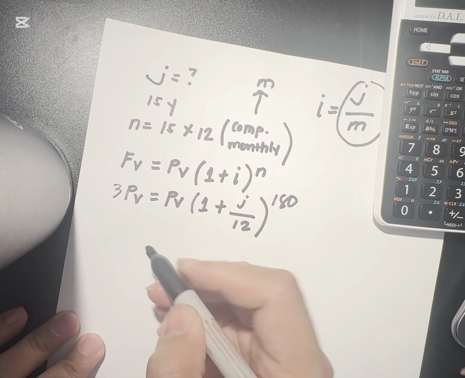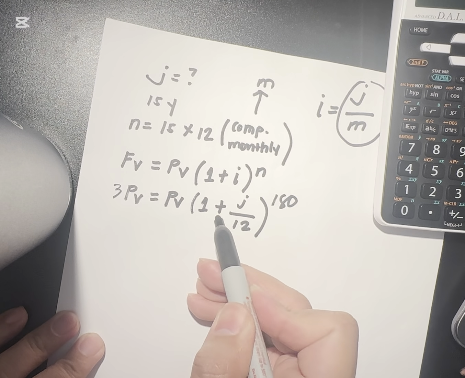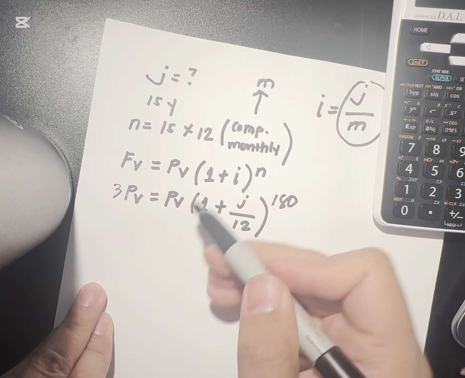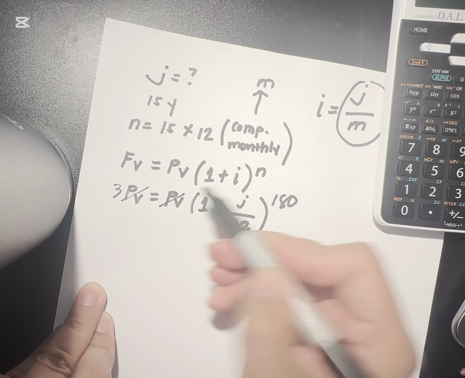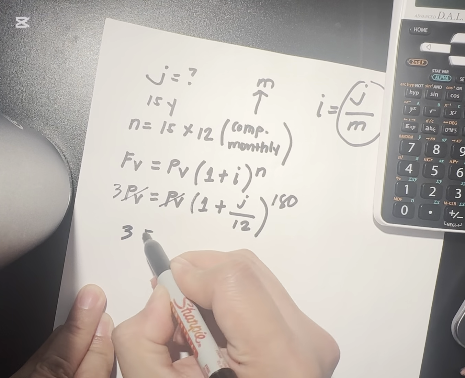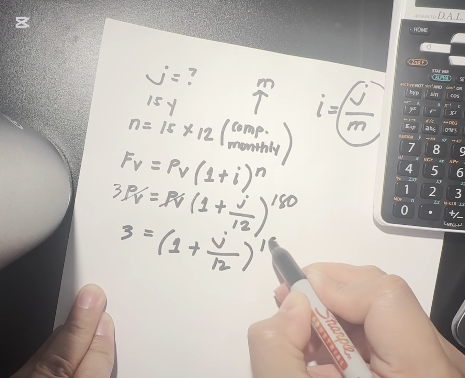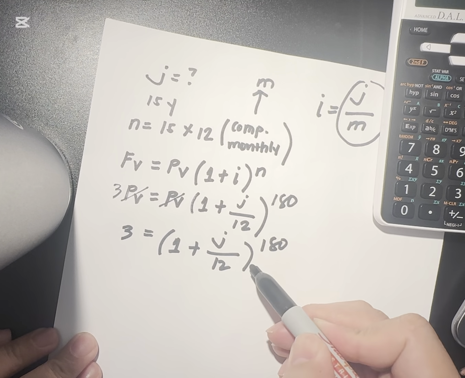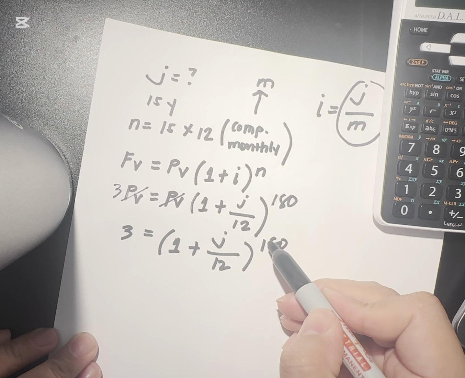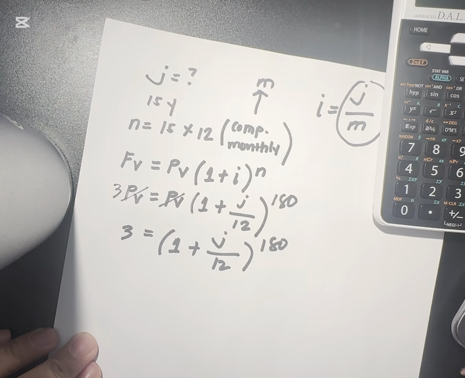Now we need to transpose the values from the corresponding sides. By looking at this, we can already see that we can cancel PV. So cancel PV, cancel PV. This will give us 3 equals 1 plus J over 12, raised to 180. Since J is what we're looking for, and it's enclosed in a parenthesis with an exponent, it's not going to be easy for us to do that. So we need to get rid of this.